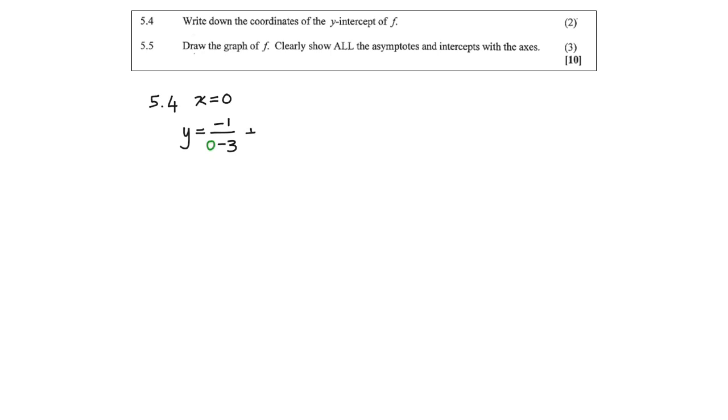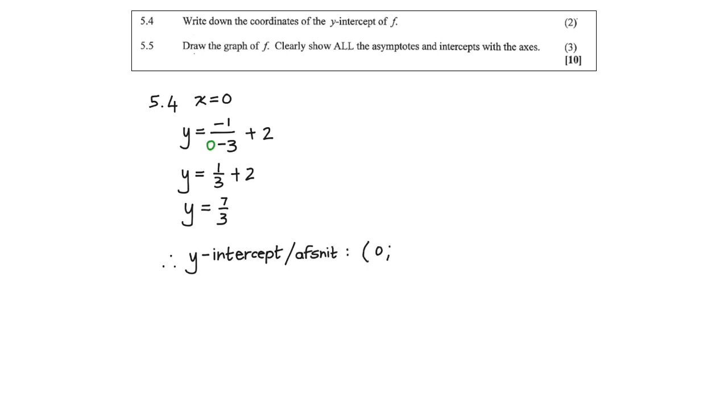And now we need to solve this equation. Negative 1 over negative 3 will give us positive a third plus 2. And if we simplify this, it gives us 7 over 3. Now we need to write it in coordinate form. So as a coordinate, the y-intercept will be 0 and 7 over 3. And remember, it is not sufficient to just write y equals 7 over 3.